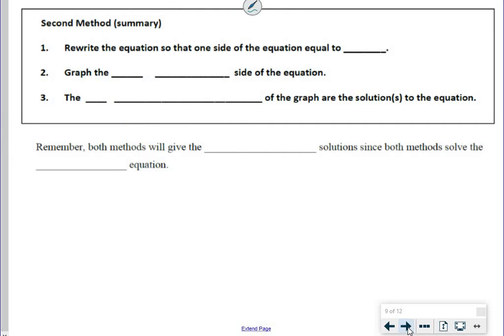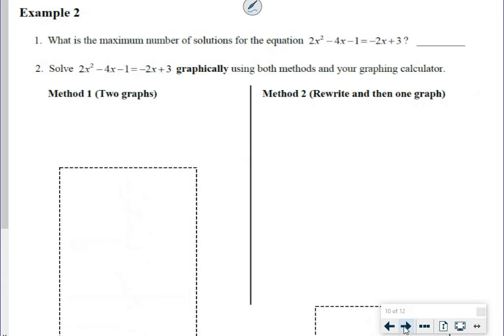So, summary for the second method. What we do is we rewrite the equation so that one side of the equation is equal to 0. Then we graph the non-zero side of the equation. And in this case, the x-intercepts of the graph are the solutions to the equation. Remember, both methods will give the same solutions since both methods solve the same equation. So you should get a consistent result when using either method.